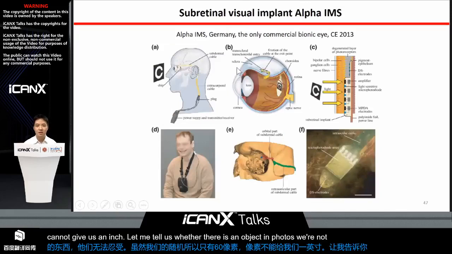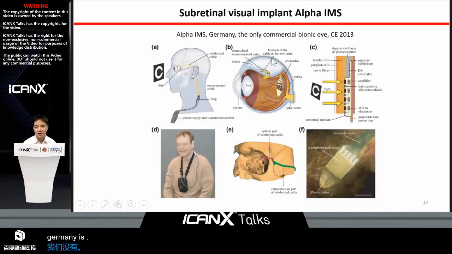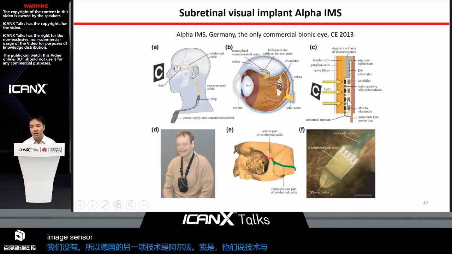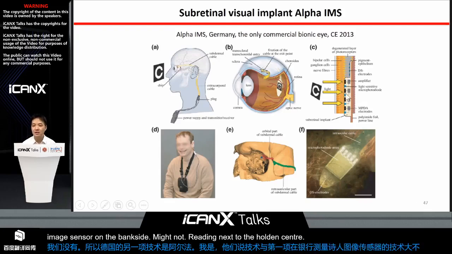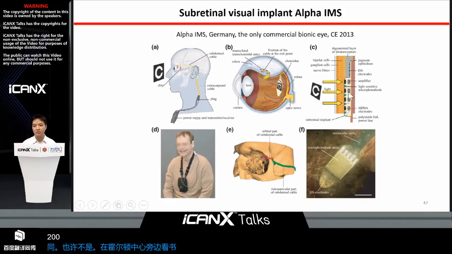So the other technology from Germany is Alpha IMS. The technology here is very different from the first technology I mentioned. They put the image sensor on the back side of the retina, really right next to the photoreceptor layer. This image sensor itself has amplification to amplify the photoelectric signal and provide a voltage signal.